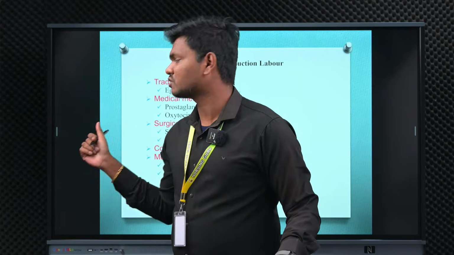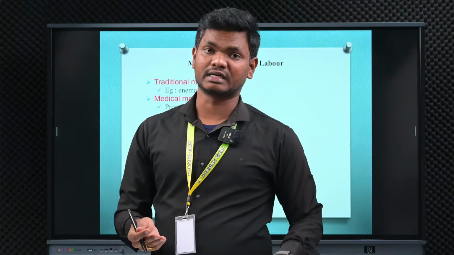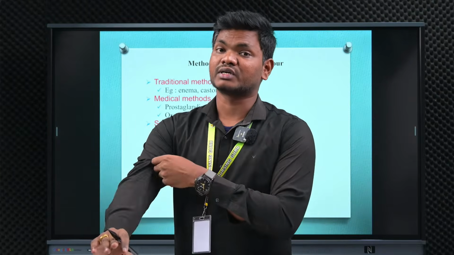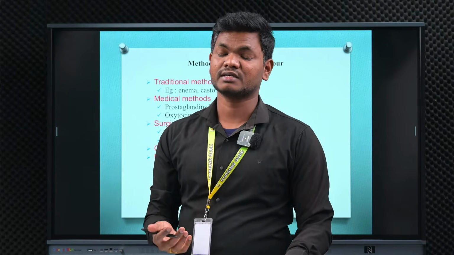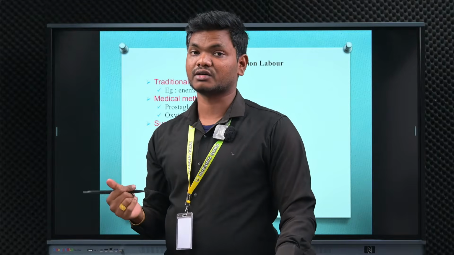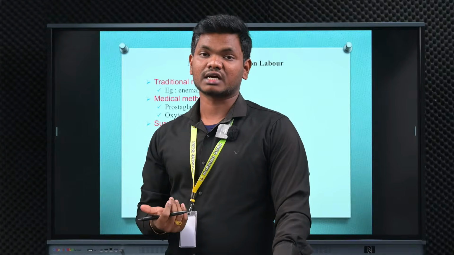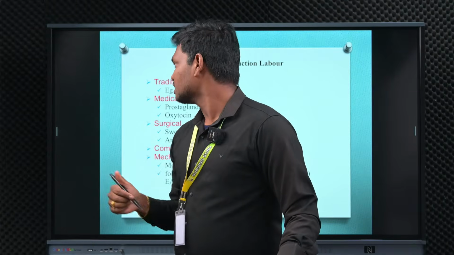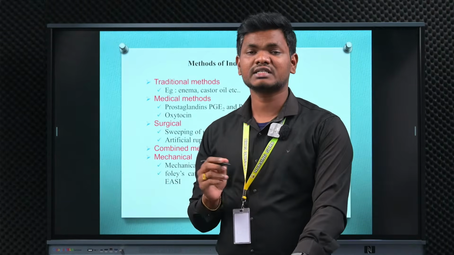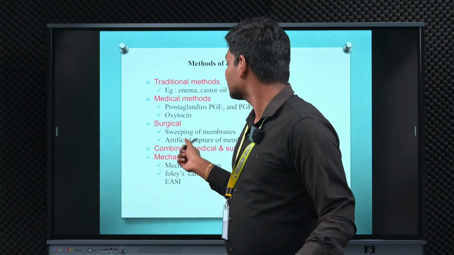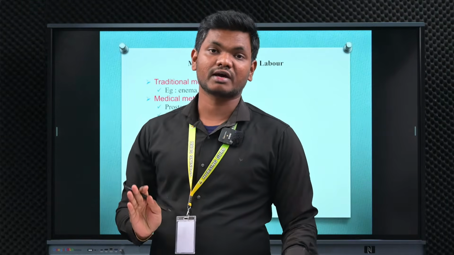Okay, so oxytocin is the drug with which we can make the uterine contraction, spontaneously or artificially. So we can administer oxytocin or prostaglandin, that is the medical method. The second one is the surgical method. What does surgical method mean? The sweeping of the membrane.